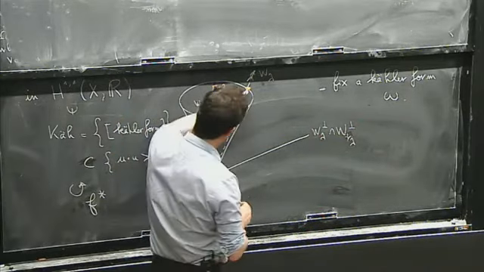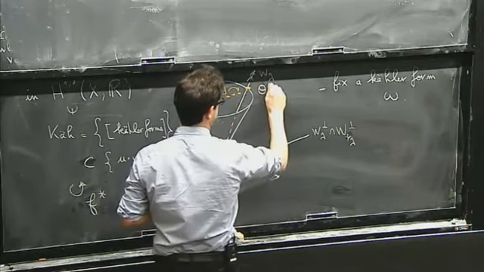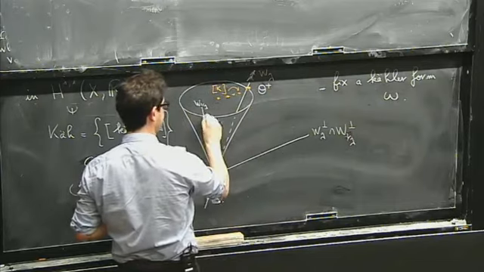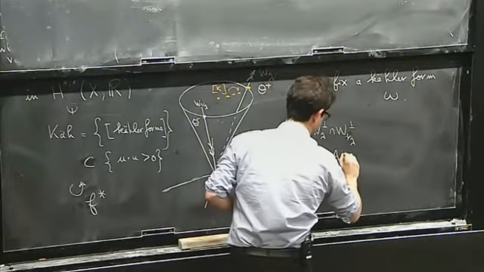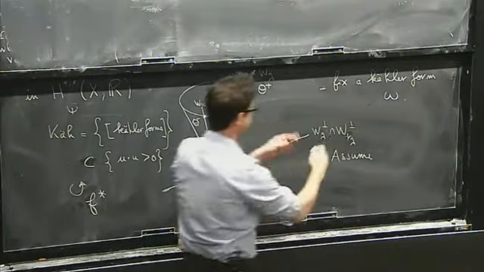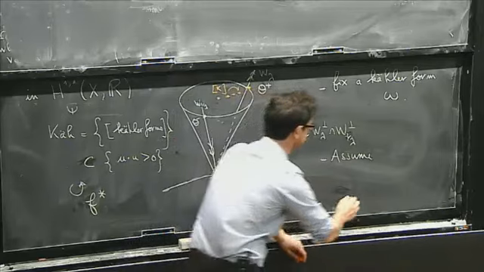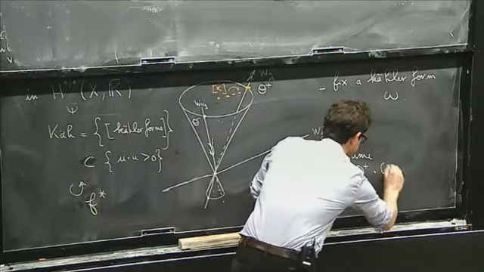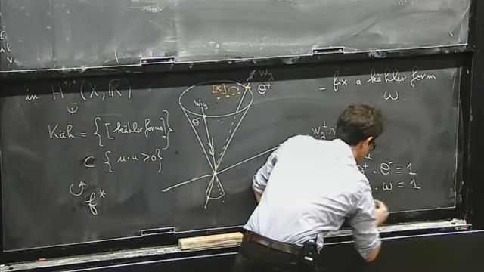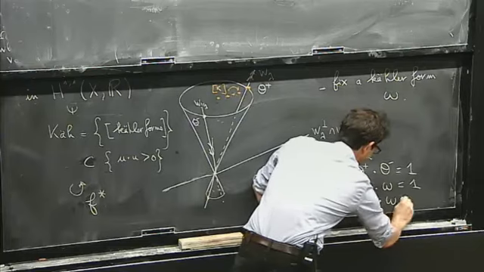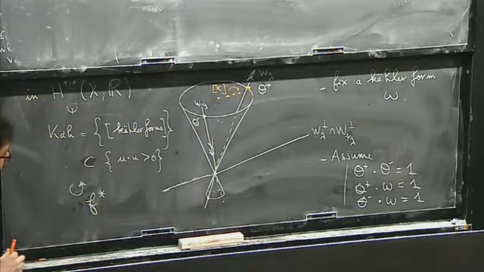And I have to make a normalization. So this class, I will call it theta plus. And here I will choose a class theta minus. And I can assume that, just changing omega, theta plus and theta minus by multiplication by positive scalars, theta plus dot theta minus is 1, theta plus dot omega is 1, and theta minus dot omega is 1. Okay? So this fixes theta plus and theta minus.